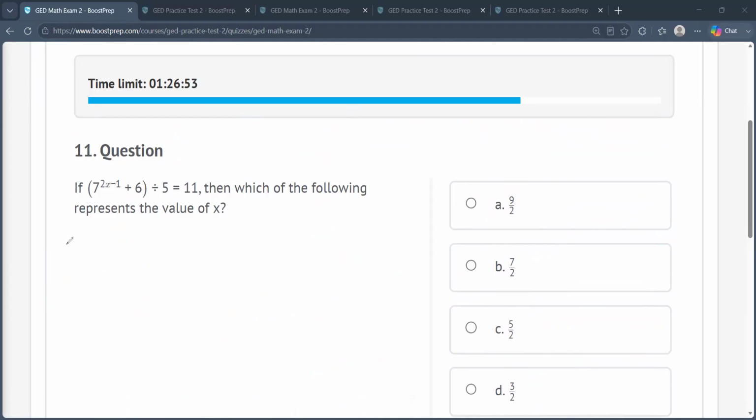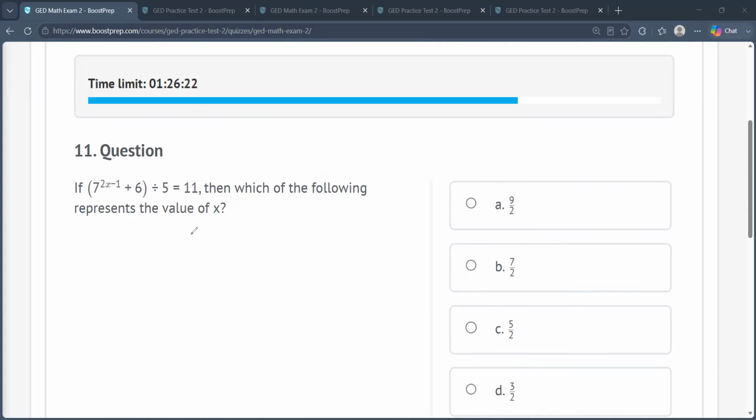Question 11, so be careful. I kind of messed up the first time when I did this. So if 7 raised to the 2x minus 1 plus 6. Be careful where you locate the plus 6. The plus 6 is not part of the power. It's outside. When I first did this, I thought the 6 was part of the power. No. And then parentheses divided by 5 equals 11.